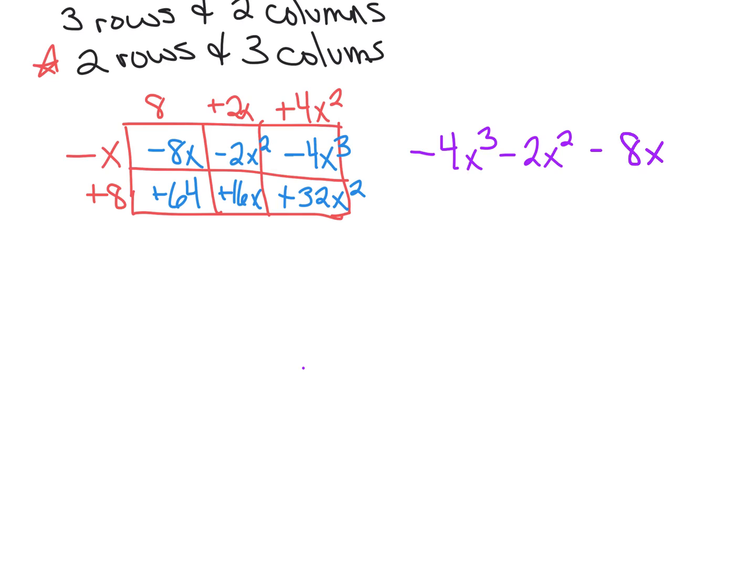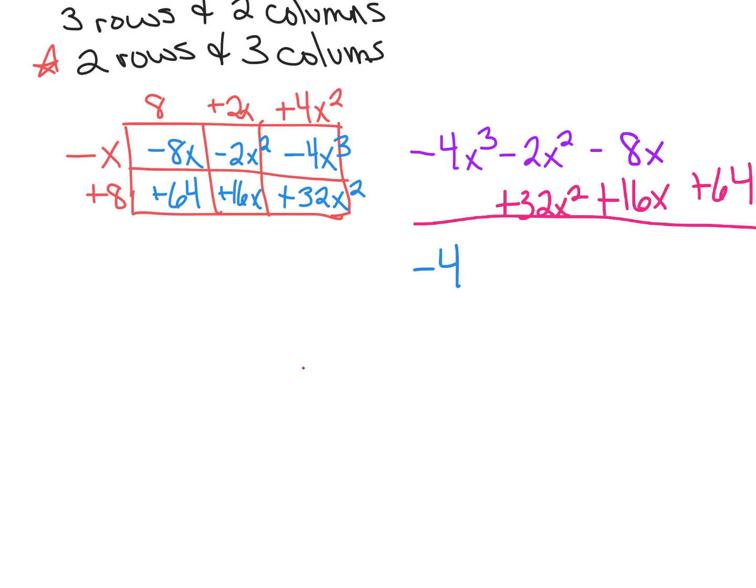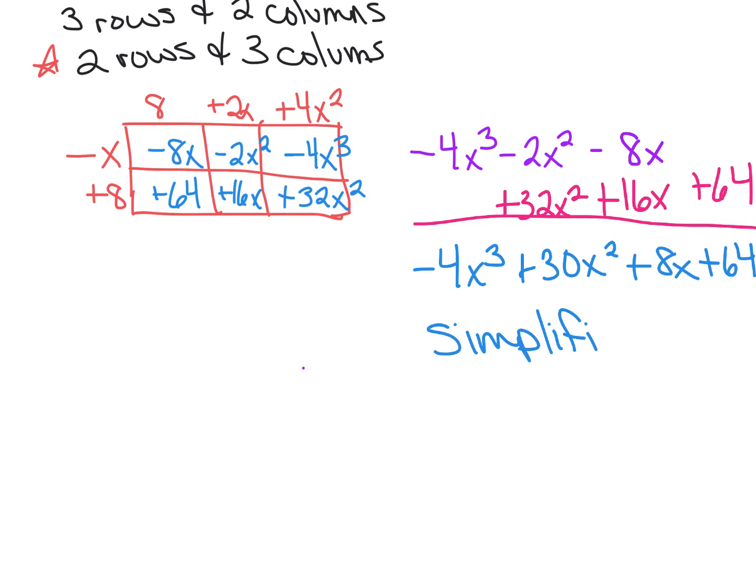And then I'm going to line these up on the second one. So I'm going to put plus 64. I have no number, so I'm going to put it out here. The 16x is going underneath this one. And the 32x squared goes under this one. And then I can just bring them down. Negative 4x cubed plus 30x squared plus 8x plus 64. And that is what they call the simplified answer.